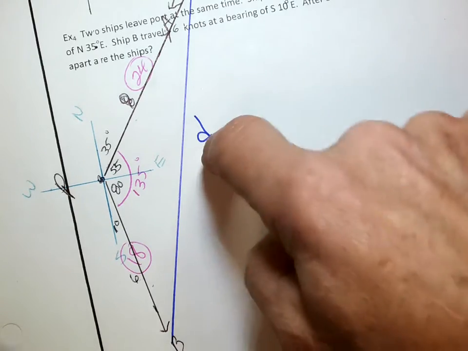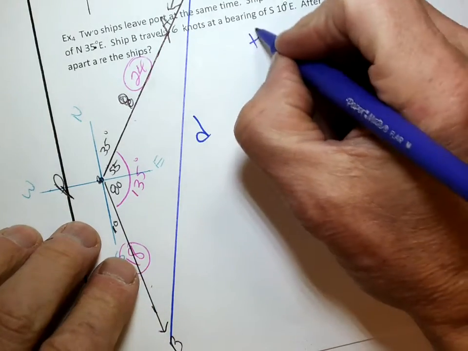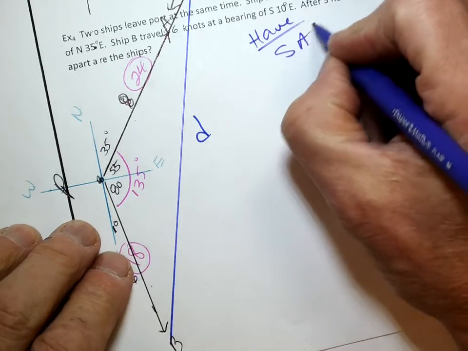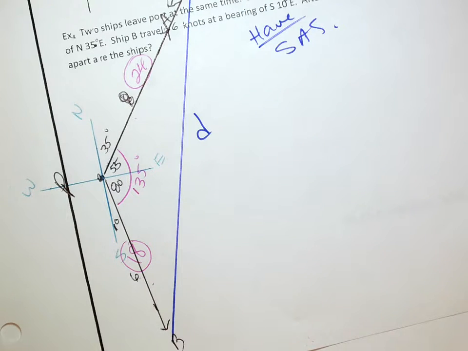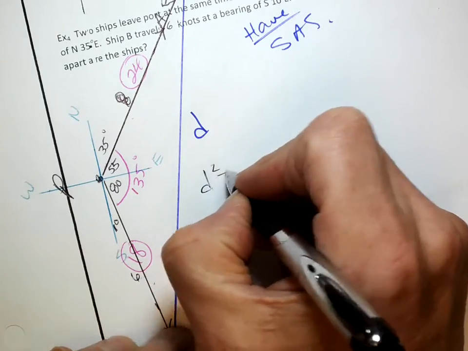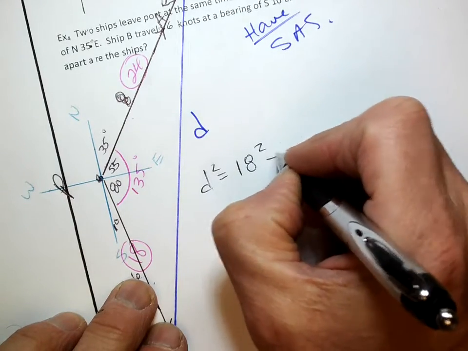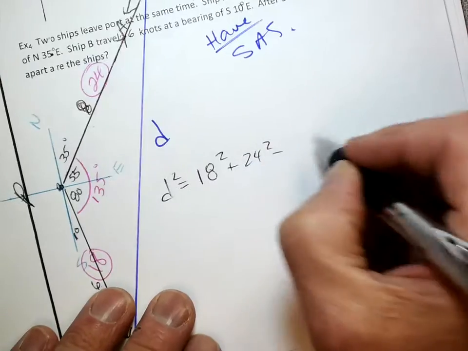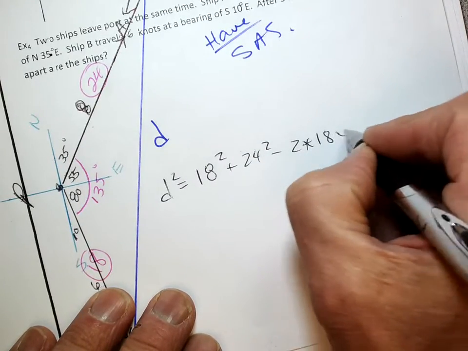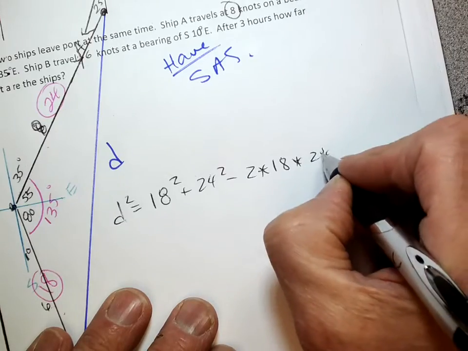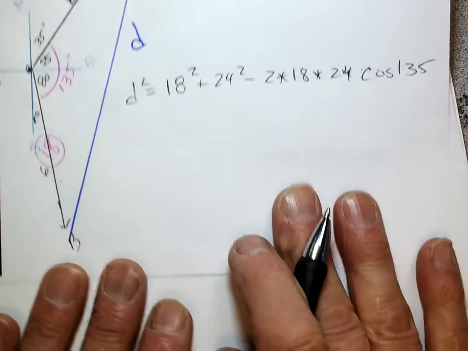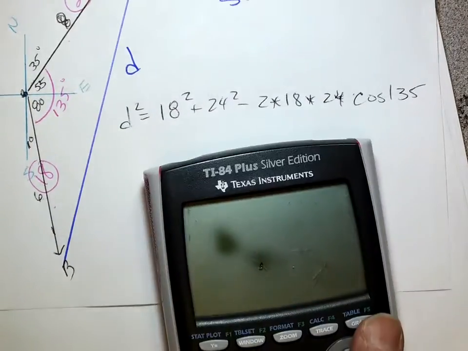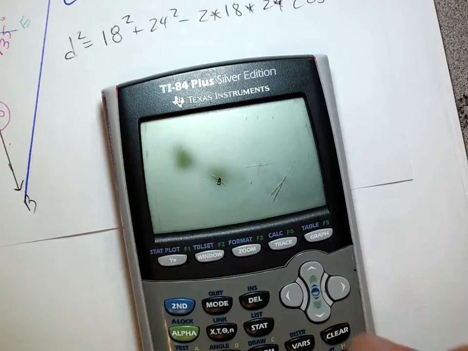So what do I have? I have side, angle, side, don't I? If I have side, angle, side, I can use the law of cosines to solve this. So I'm going to set up D squared equals 18 squared plus 24 squared minus 2 times 18 times 24 times the cosine of 135, right? And I'm just going to let my calculator do the work for me. Okay, this is not that hard, is it? You guys agree? Hoping it's not that hard for you.